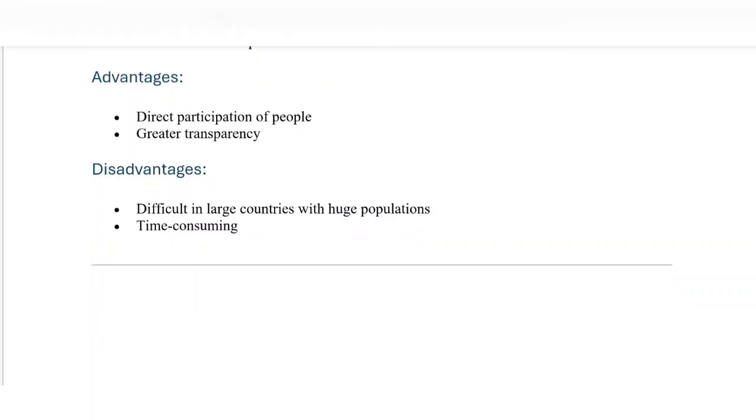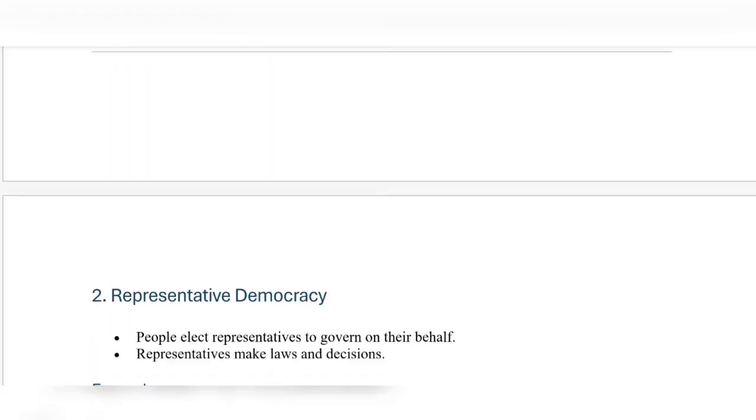If we talk about the disadvantage, we know that in practicality it's not possible to make everyone sit every day and take decisions, because we have all other work to do. It is difficult in large countries with huge populations. A huge population cannot sit together in a hall. It's impossible. It's time consuming, because every day they would have to sit, but it's not possible because we have other work to do, right, to survive.